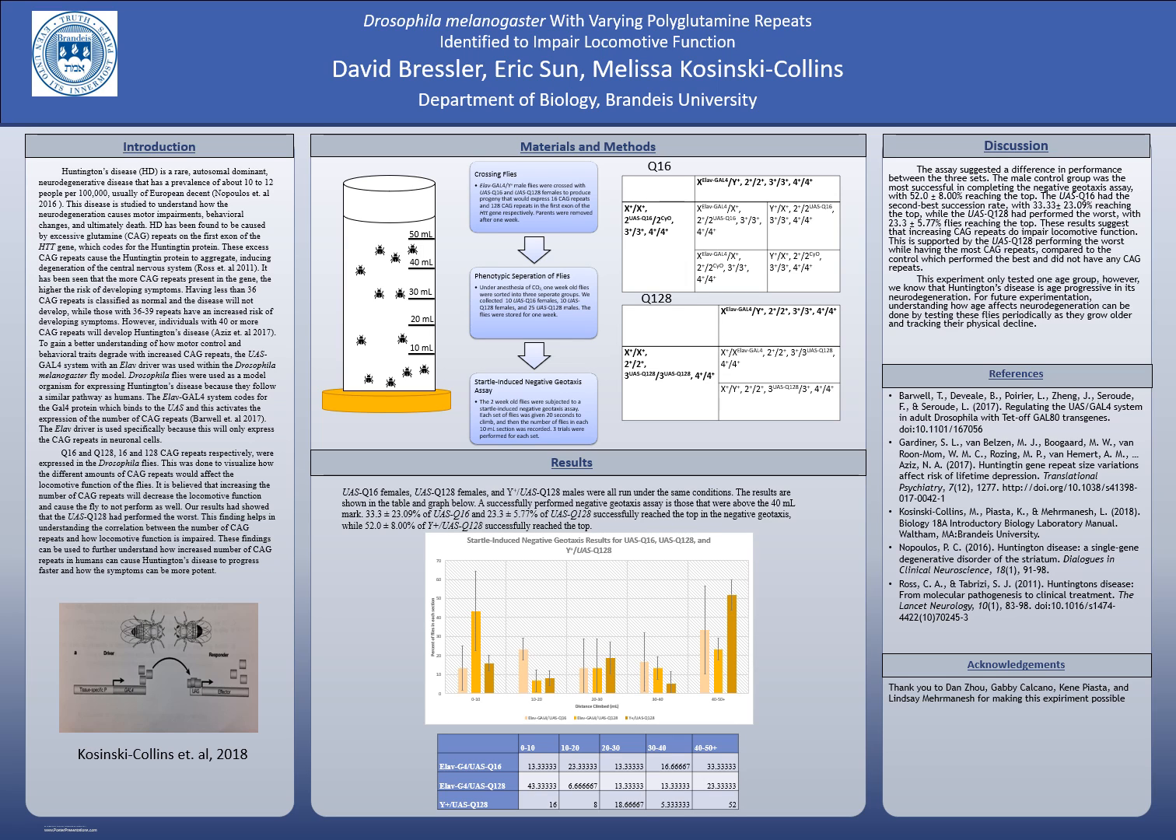Hello, my name is David Bressler, and I'm presenting Drosophila melanogaster with varying polyglutamine repeats identified to impair locomotive function. So first, let me give a little background on what we were researching and why it's important.